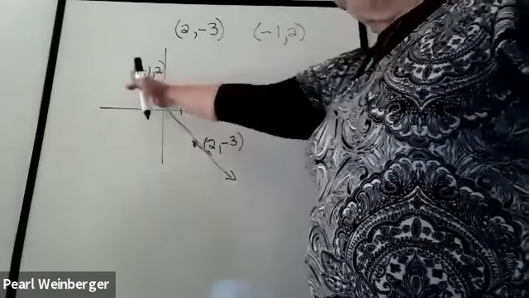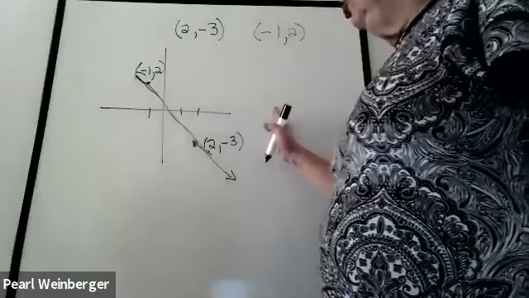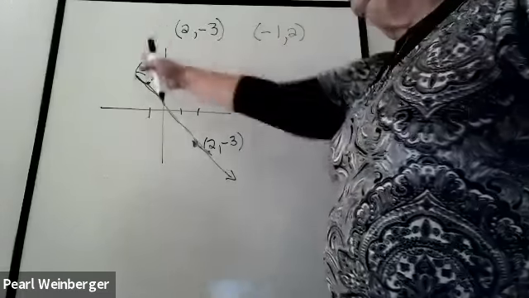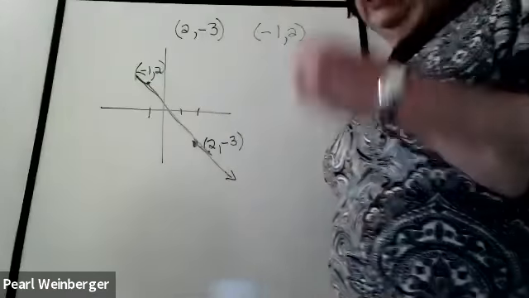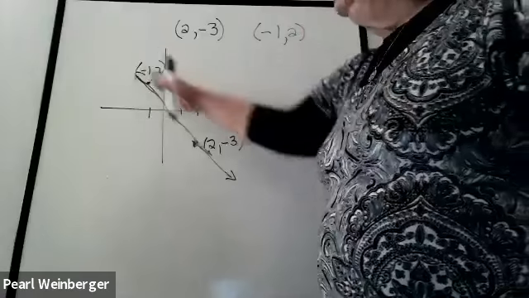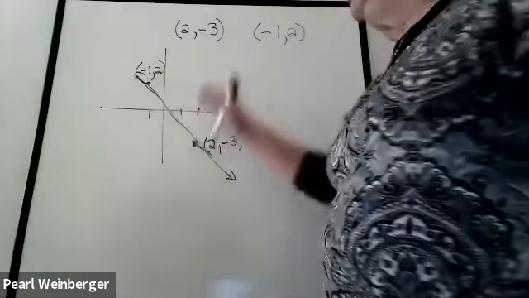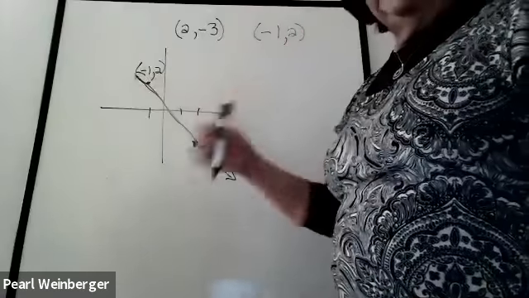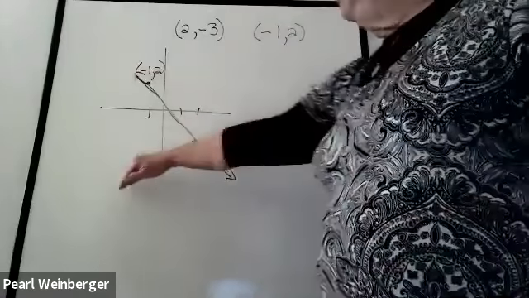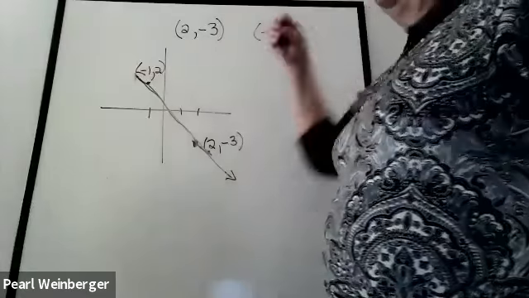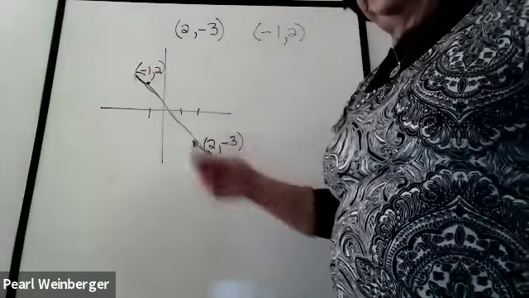I am interested in finding the slope of this line. Now notice as I'm going from left to right, which is always how I describe the slope, I am going down. Anytime the line goes down as you go from left to right, your slope is going to be negative. It's a falling line. If as you go from left to right you're going up, your slope is positive. It's a rising line.